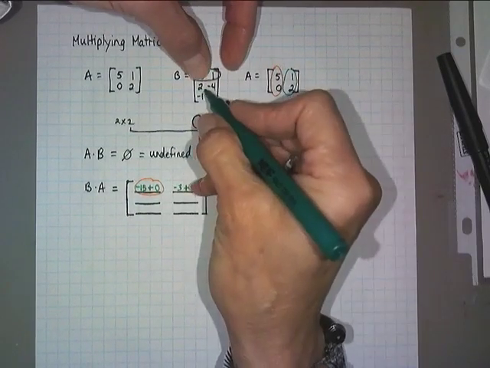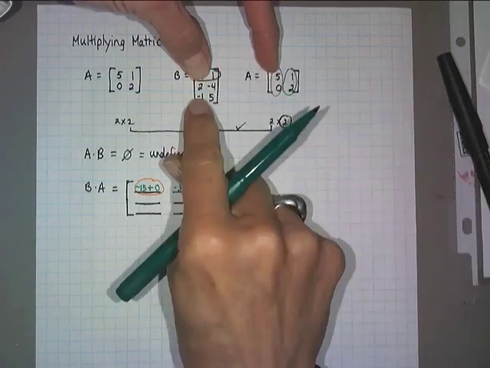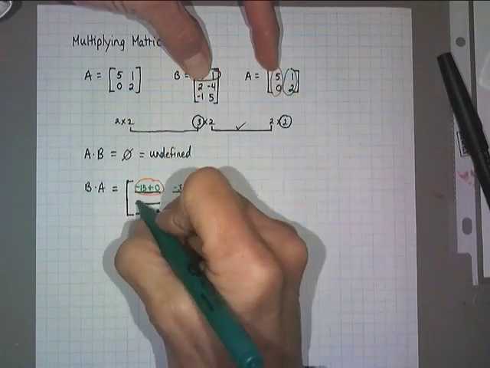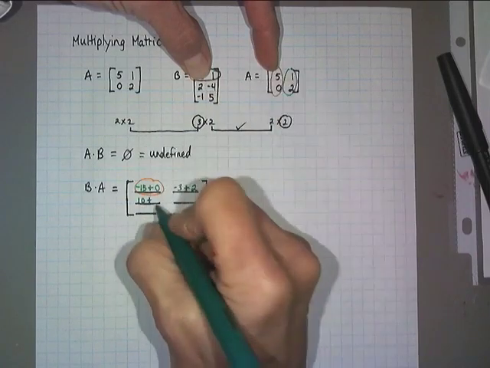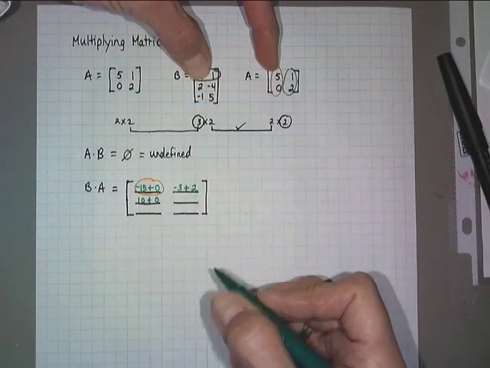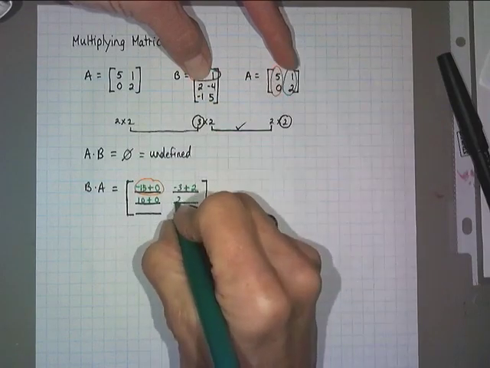So I'm going to go to the second row now. Since I'm in the second row, multiply the second row times the first column. 2 times 5 is 10. I'm going to add that to negative 4 times 0. And then second row, second column. 2 times 1 is 2.